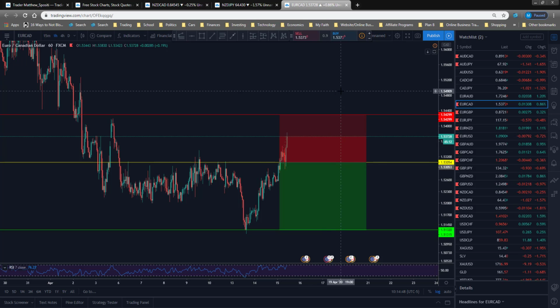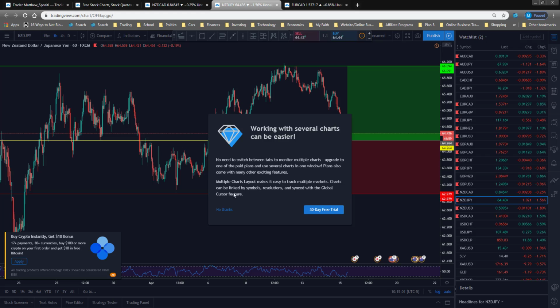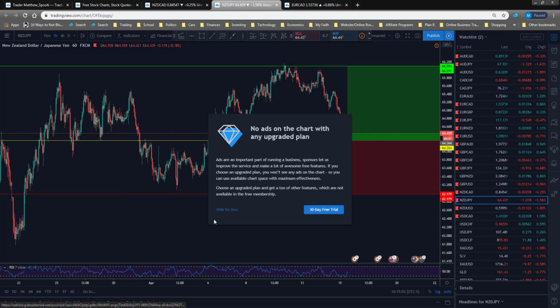But that would be my opinion on how I would handle this. Ideally, I don't know if it was right for me to have taken the initial trade right here, but that's what I did. Alright, moving on to the New Zealand yen.